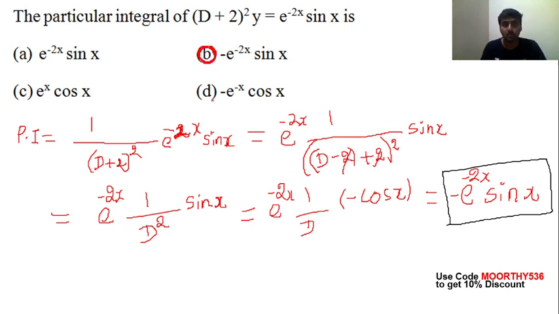Yes, option B is the correct answer for the given question. That is minus e power minus 2x into sin x. As per this discussion, we are moving into the next problem.